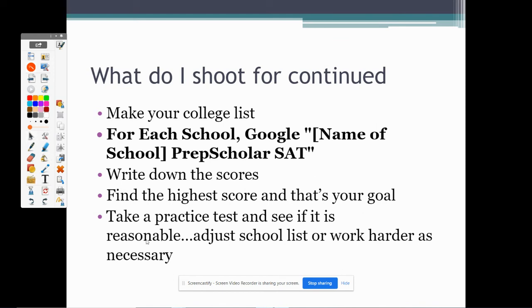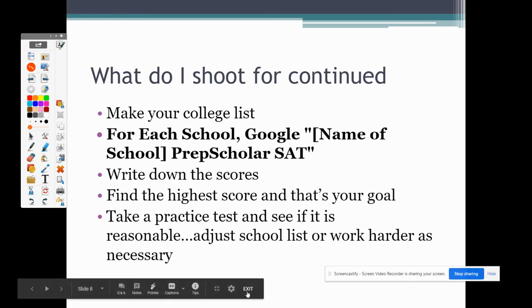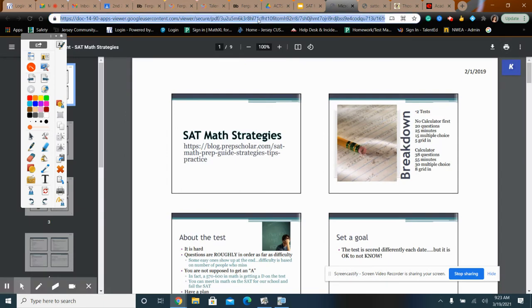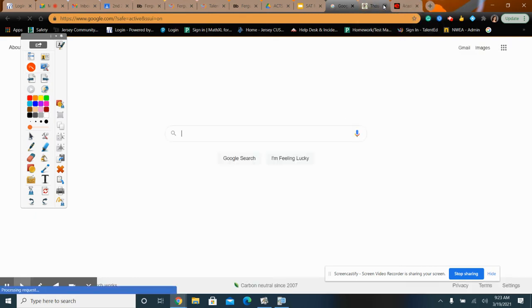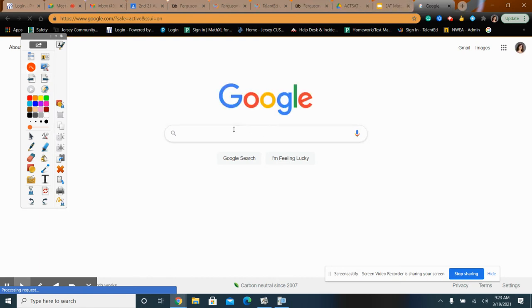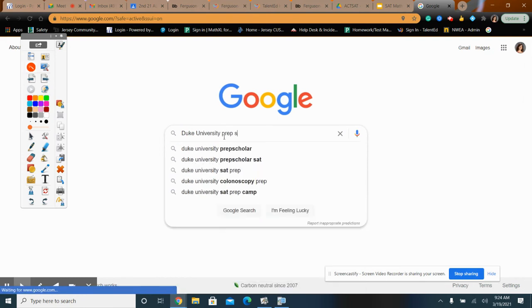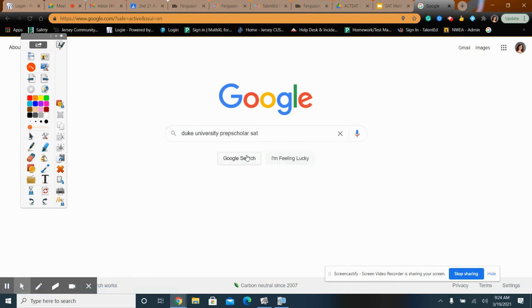Escape. What do I do? Escape, exit, maybe. Why don't I just open another window, because I don't have lots of windows open. Okay, so I go to Google and I search. I have to wait a second because I have lots of windows open. They slow the internet down here on Fridays too. I search Duke University Prep Scholar, there it is. Prep Scholar SAT.